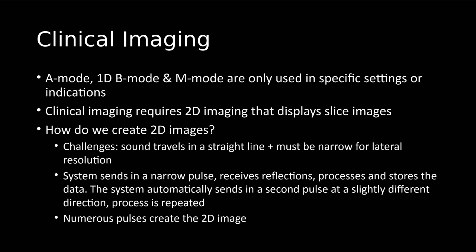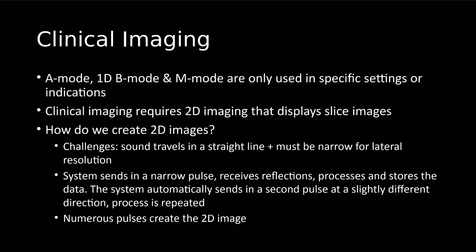And those numerous pulses are going to create our 2D image. So when you are holding your transducer, say transverse pancreas, right at that epigastric region, even if your hand is not moving at all, your system is telling the transducer, hey, I'm going to send in a pulse. We sent in this pulse going straight. Now I'm going to send in a pulse going slightly to the right, slightly to the right, slightly to the right. And it's doing that at a rapid speed that we couldn't even fathom, right?